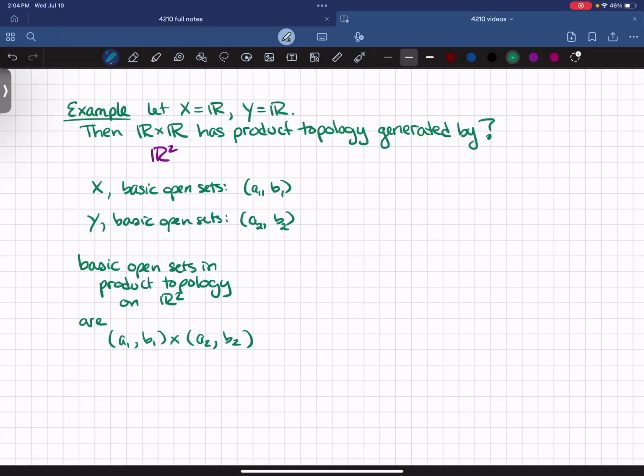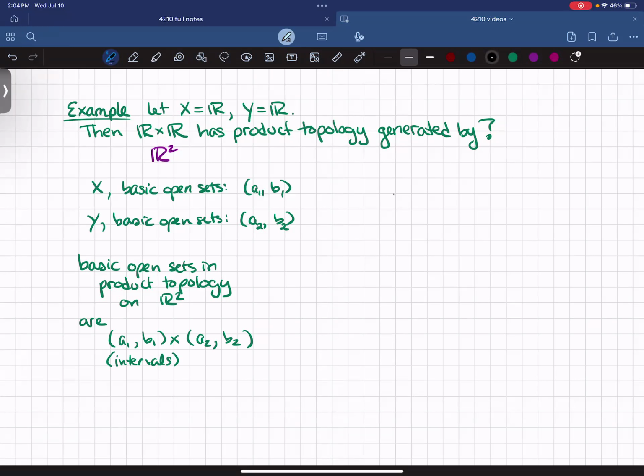And these are open intervals, right? It's sort of confusing because we have open intervals here, but we also have ordered pairs because we're in R2, but these are open intervals, okay? Open intervals.